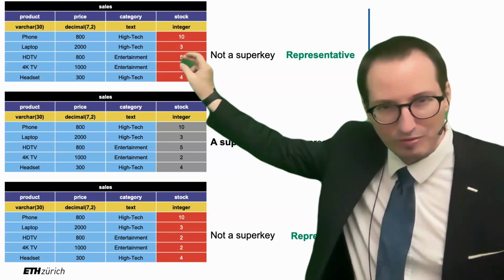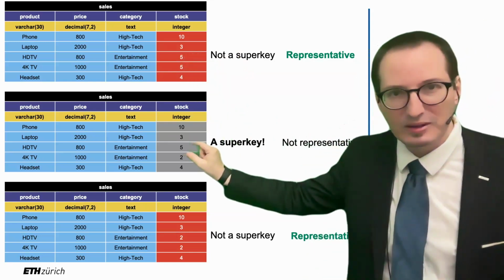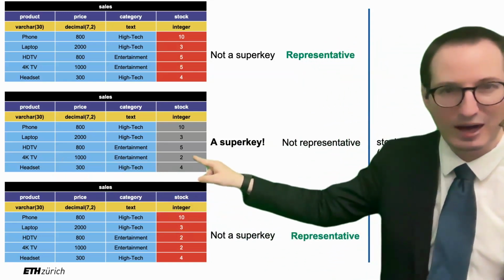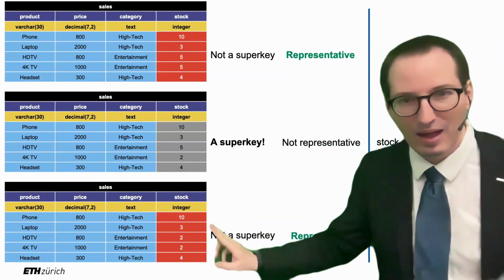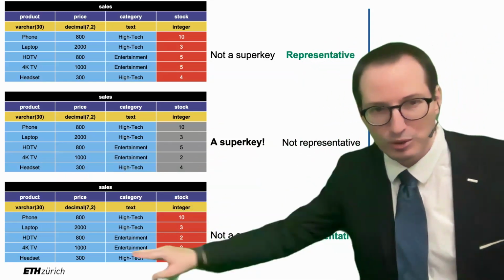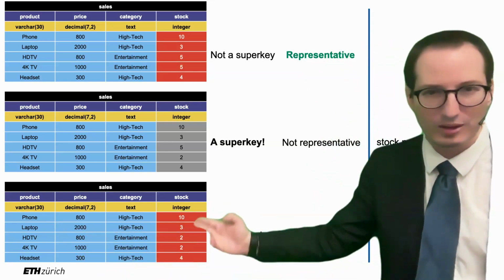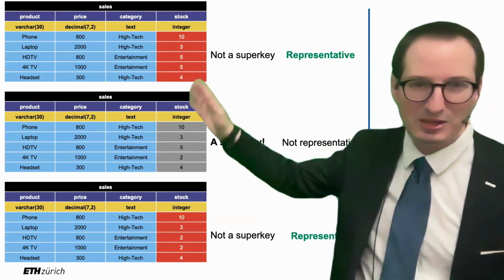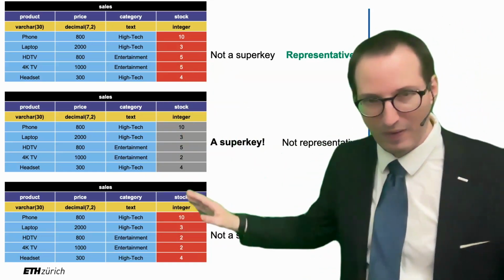There's 5 of each TV. At that point in time, somebody purchased 3 4K TVs. So now it's a super key by accident. And now what happened? Somebody else bought 3 HD TVs. So now it's again not a super key anymore, right? So you see that there's some fluctuations here. Sometimes it is, sometimes it is not.